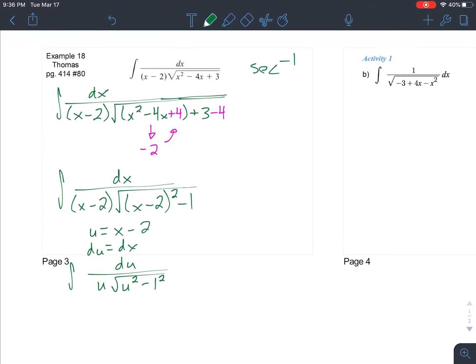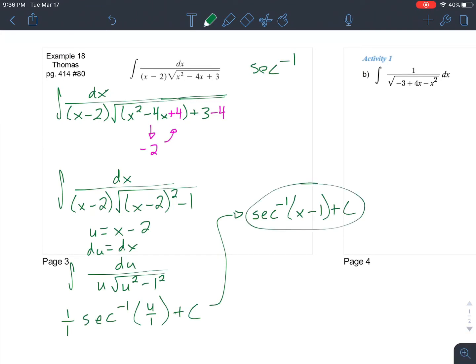So then, if we were to integrate now, our a value is just 1, so 1 over 1 in front. Arcsecant of u over 1 plus c. And we know then if we simplify and we substitute, that turns into arcsecant of x minus 1 plus c.